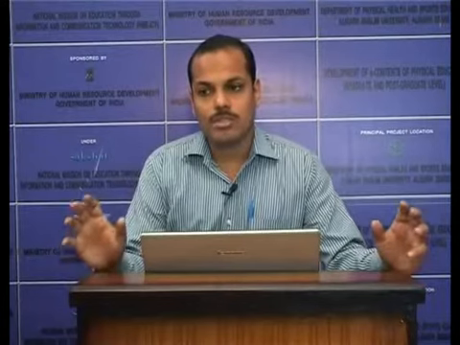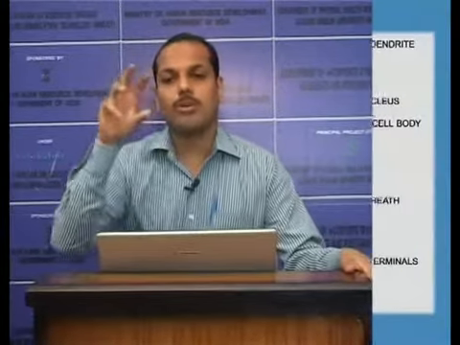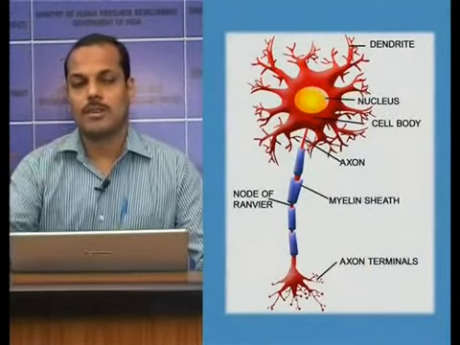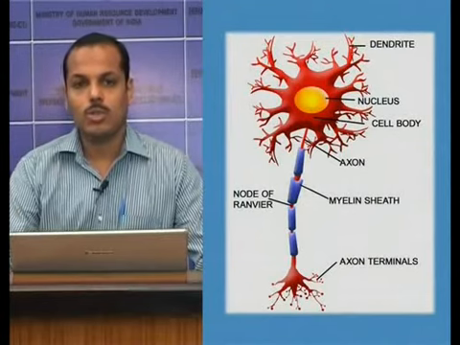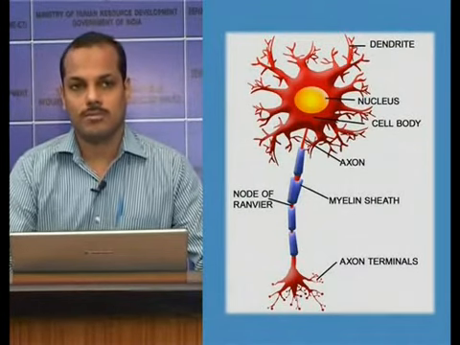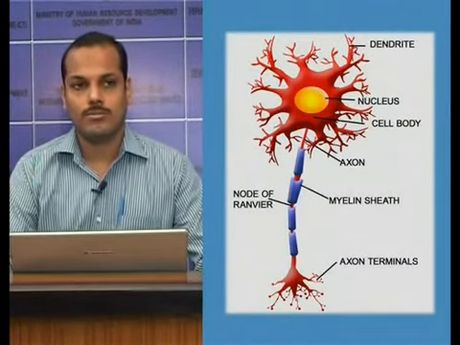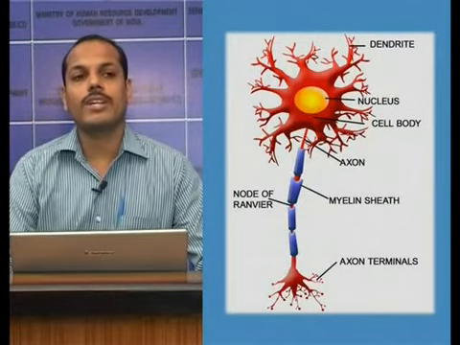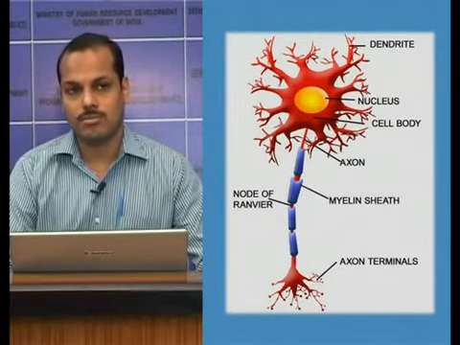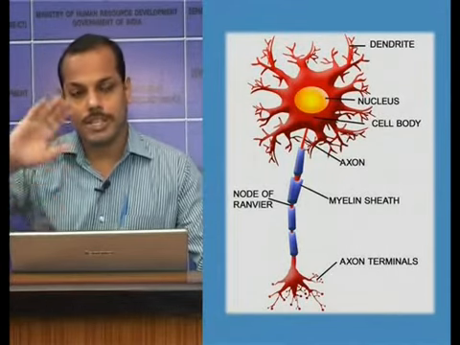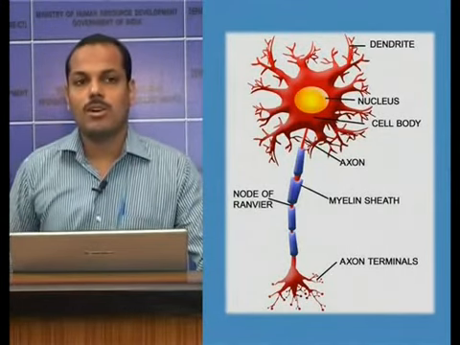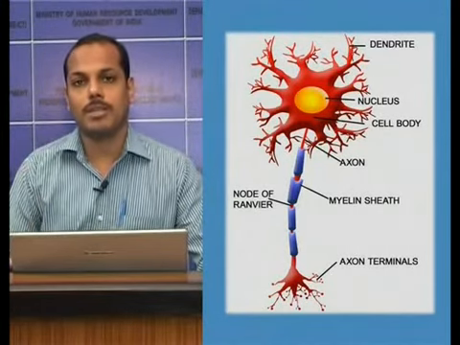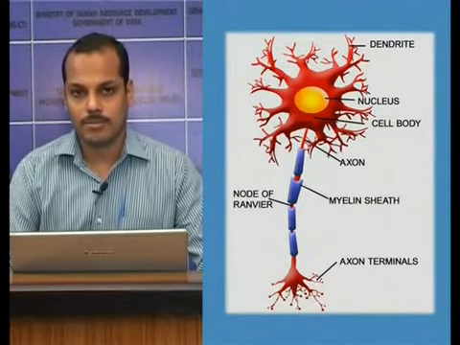Now, once we go through the anatomy of this basic unit, that is the neuron, we can divide it into two parts: a cell body or soma, and the processes. Two types of processes are there, dendrites and axon. All neurons contain one axon. Sometimes dendrites may be absent, or one dendrite may be there, or many dendrites may be there.